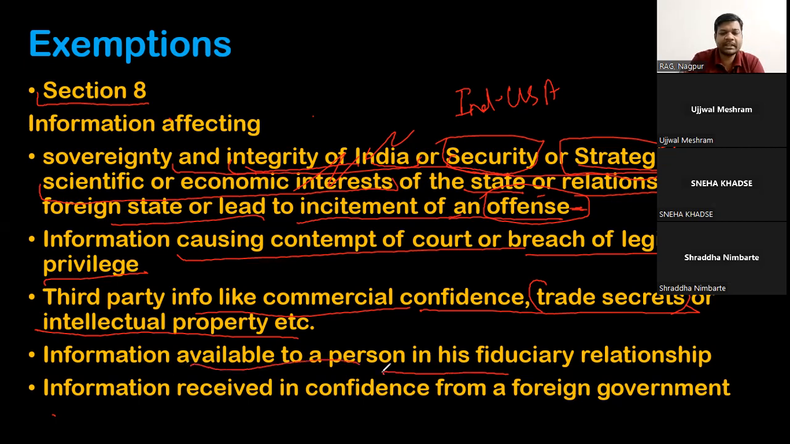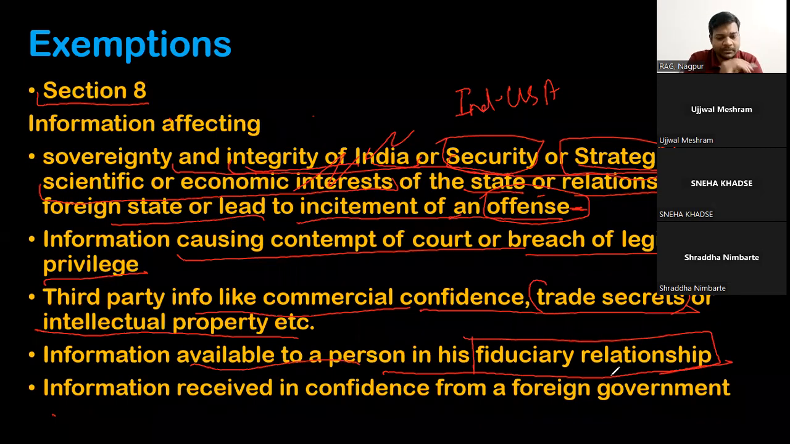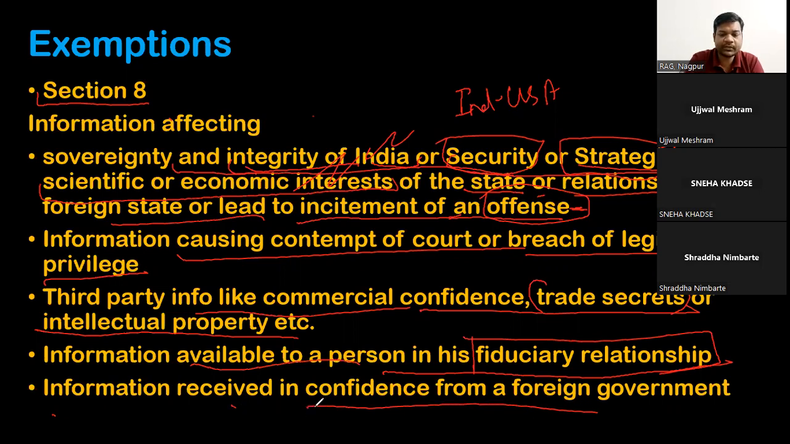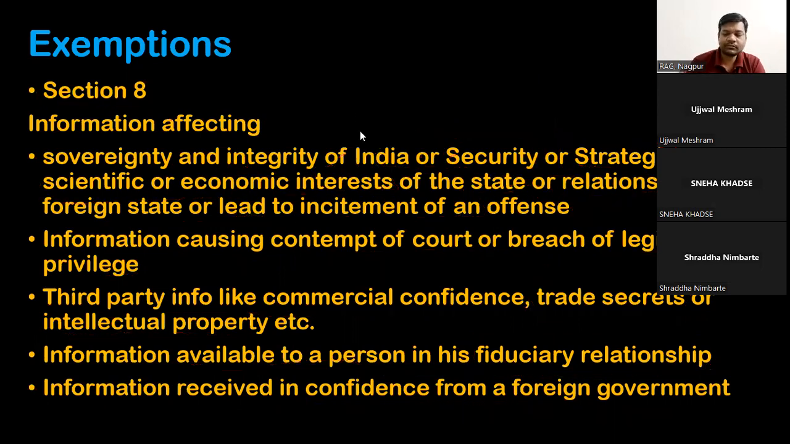Information available to a person in a fiduciary relationship. Like spies and all, they have this fiduciary relationship, that person has some secret information, and you cannot ask for this secret information. Information received in confidence from a foreign government, if some foreign government gives our government some information, that cannot be provided to a citizen, right?